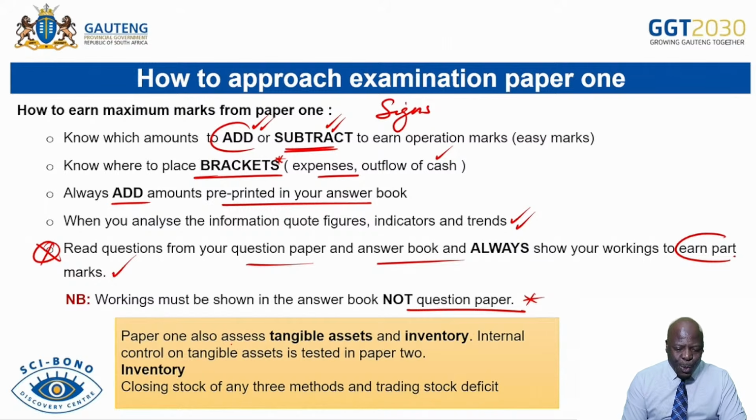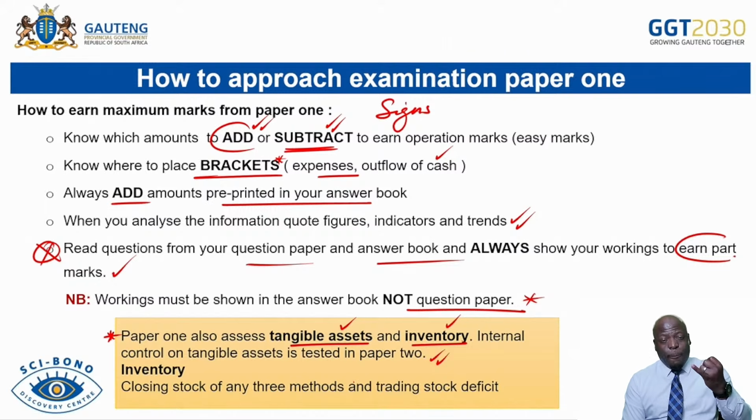And then paper 1 also assesses, this is very key now, that when you're preparing for paper 1, remember it also assesses tangible assets. It also assesses inventory. But internal control on tangible assets is tested in paper 2. All right. And then inventory, the closing stock of any 3 methods, that is your FIFO, weighted average, and specific identification can be tested. And then you can be able to calculate your trading stock deficit or surplus.